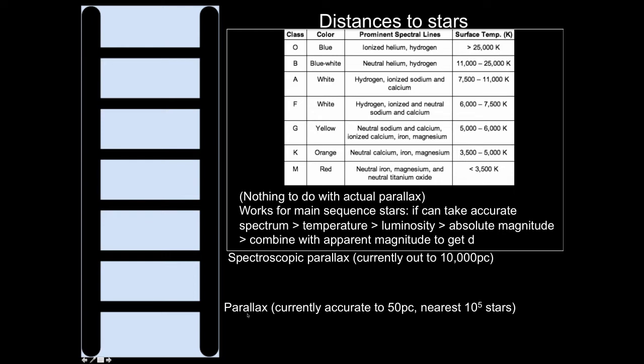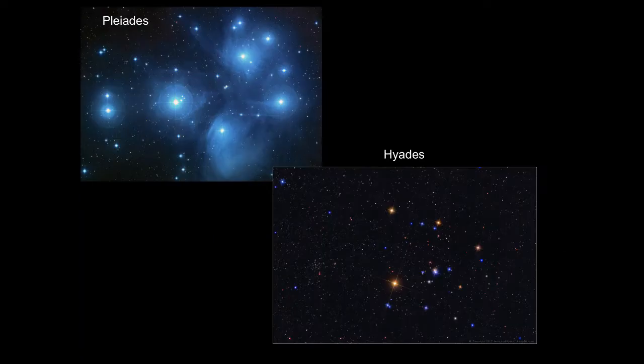And if they agree with each other within the accuracy of the observations, then we know we're on pretty safe ground. Okay, let's examine a second way of measuring the distance to stars by comparing the HR diagrams of different clusters. So we'll take the Pleiades and the Hyades as examples.